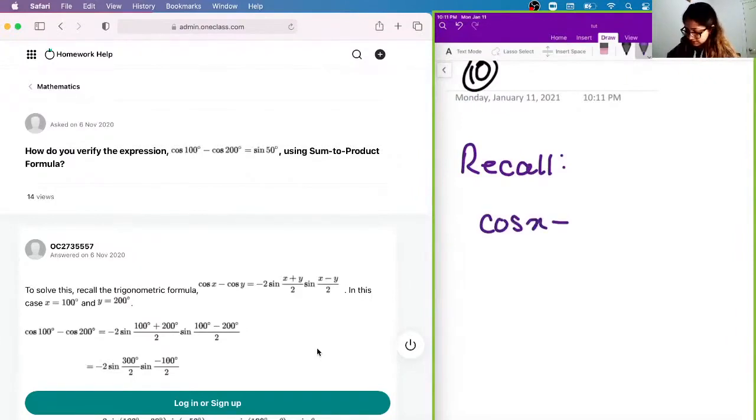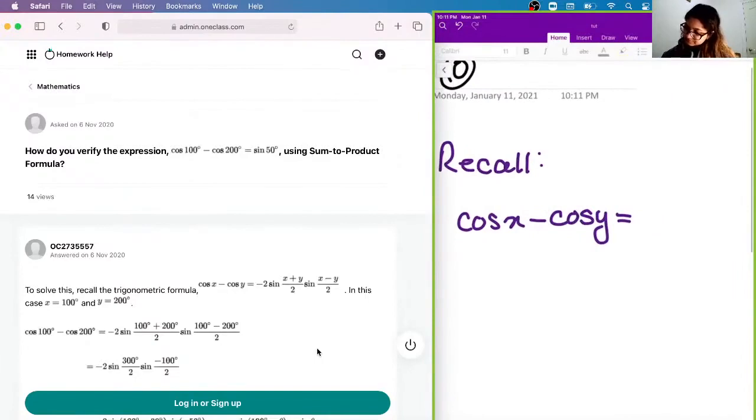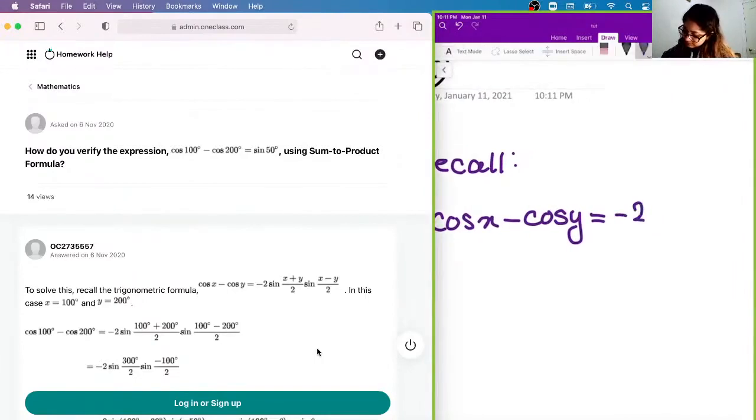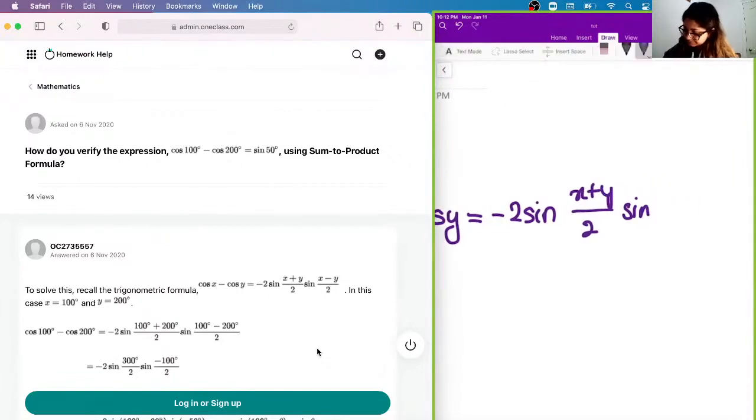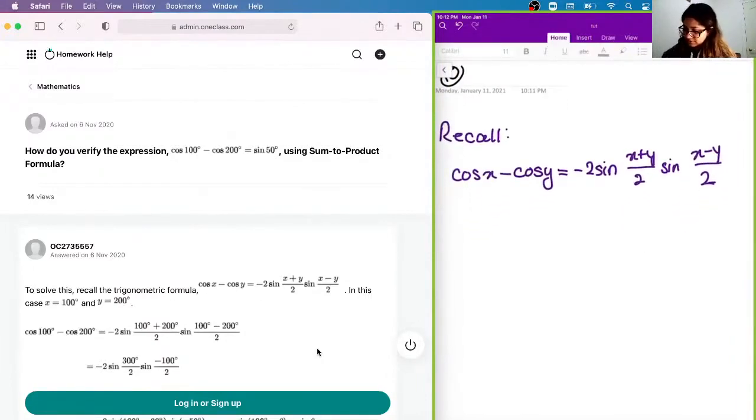cos of x minus cos of y is equal to minus 2 sine of (x plus y) over 2 times sine of (x minus y) over 2. Okay. So this is a formula, and we're going to use this to verify that the expression cos of 100 minus cos of 200 is equal to sine of 50.